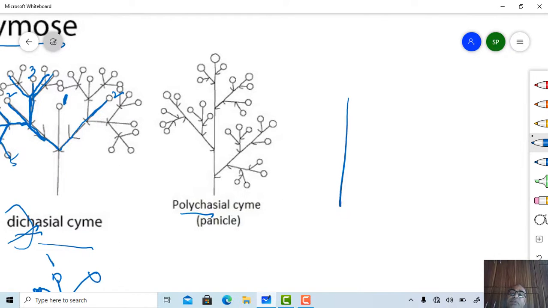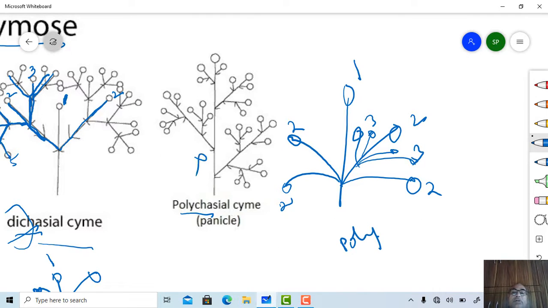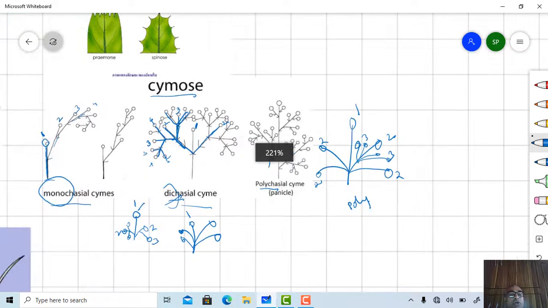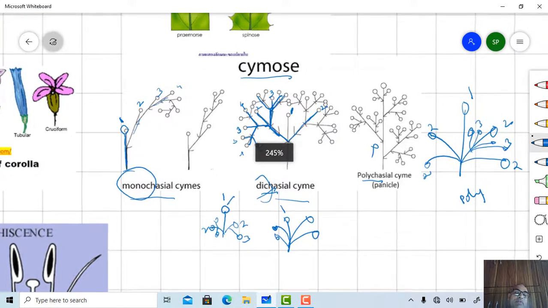In this case, this one is the first flower. It produces more than 2 lateral flowers, then it is called a polychasial. If the third flower only produces the third one, so this is a polychasial case. Okay, this is not actually the true type of the figure. So monochasial, dichasial and polychasial, these are the types of the cymose type of inflorescence.